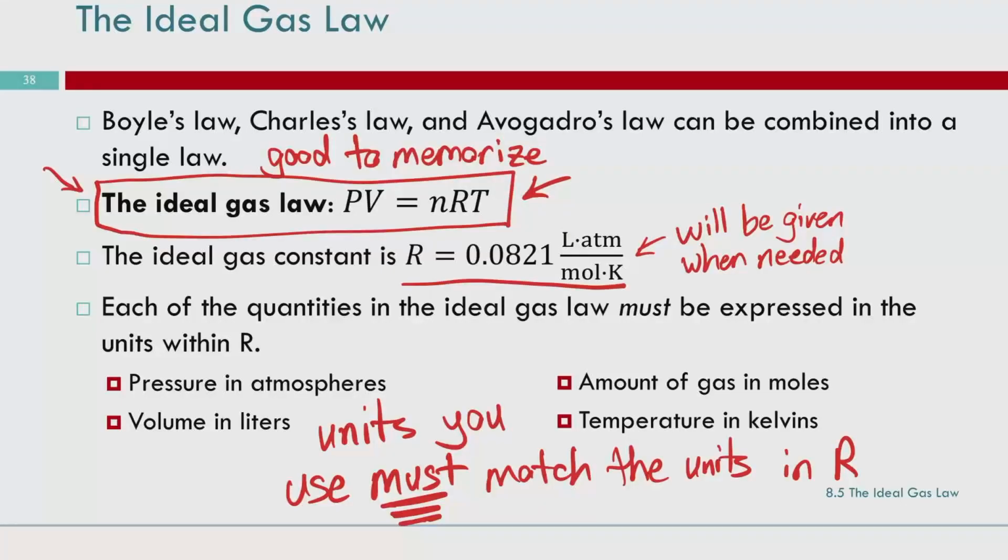You can change the units in R. Typically, the pressure units are the ones that change. So you might also see liters, millimeters mercury per mole Kelvin, for example. The mole's typically not going to change. The liter's probably also not going to change. It's mostly just the pressure.